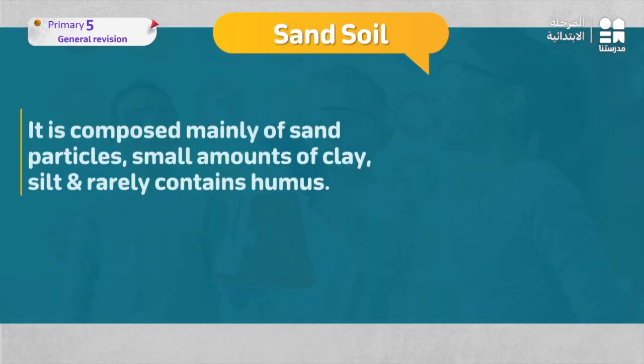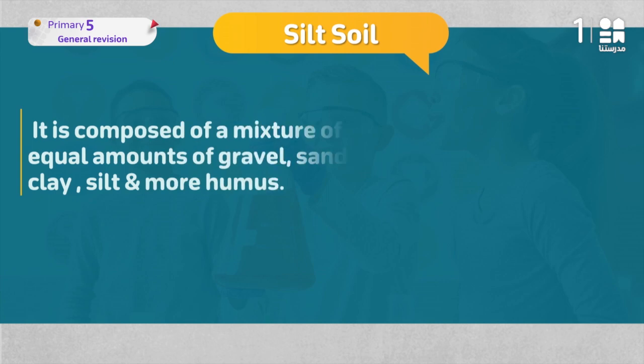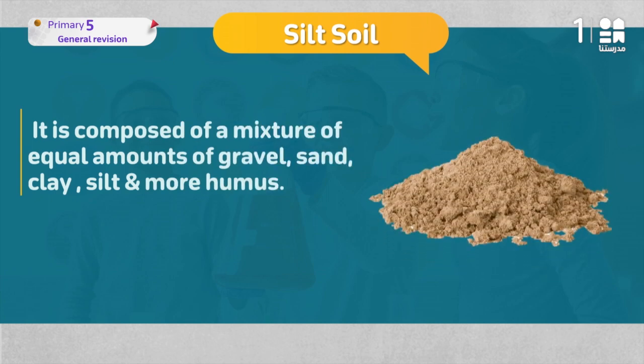طيب تعالوا نفتكر definition of each one of them. Sand soil, it's composed mainly of sand particles and small amounts of clay and silt and rarely contains humus. What about silt soil? It's composed of mixture of equal amount of gravel, sand, clay and silt and more humus. وفيها humus كتير.